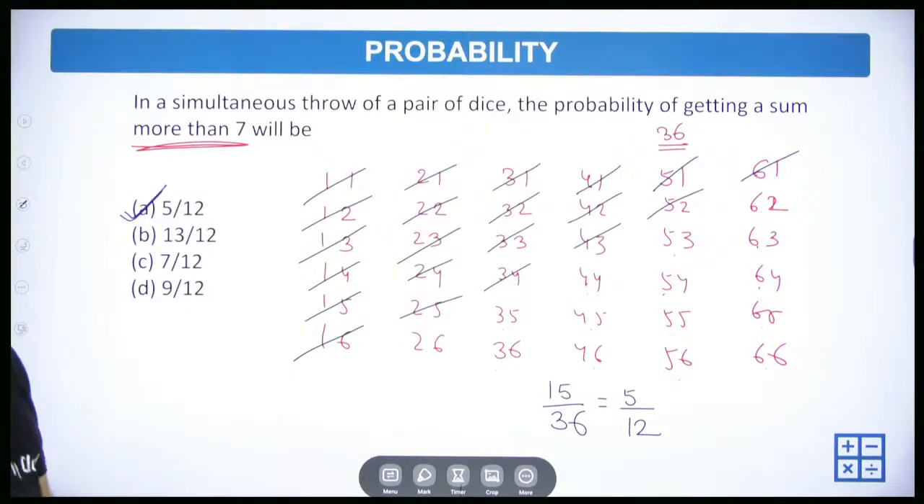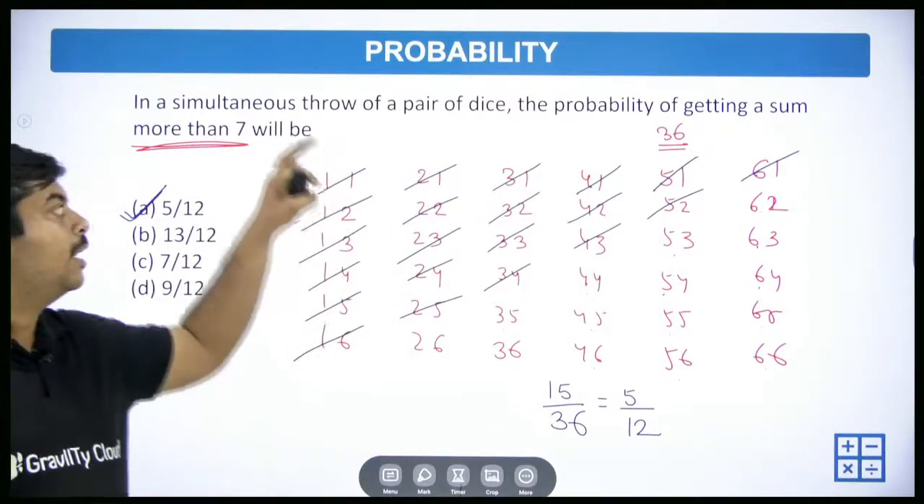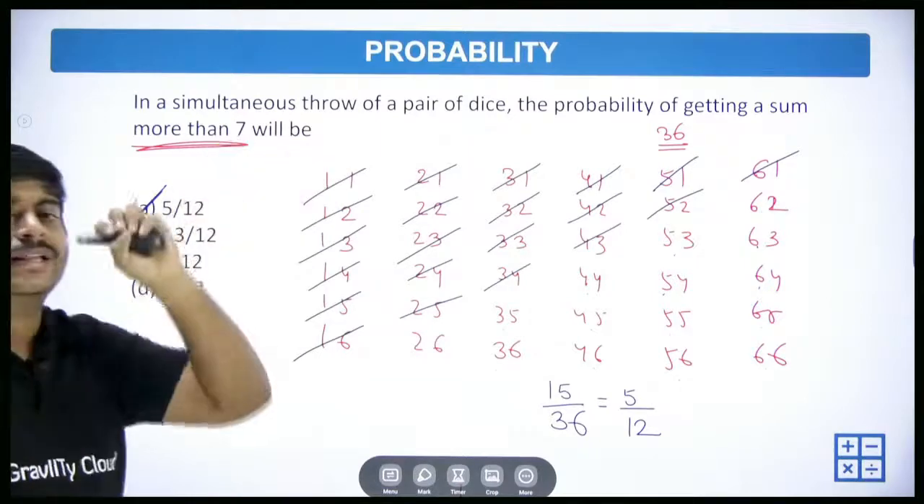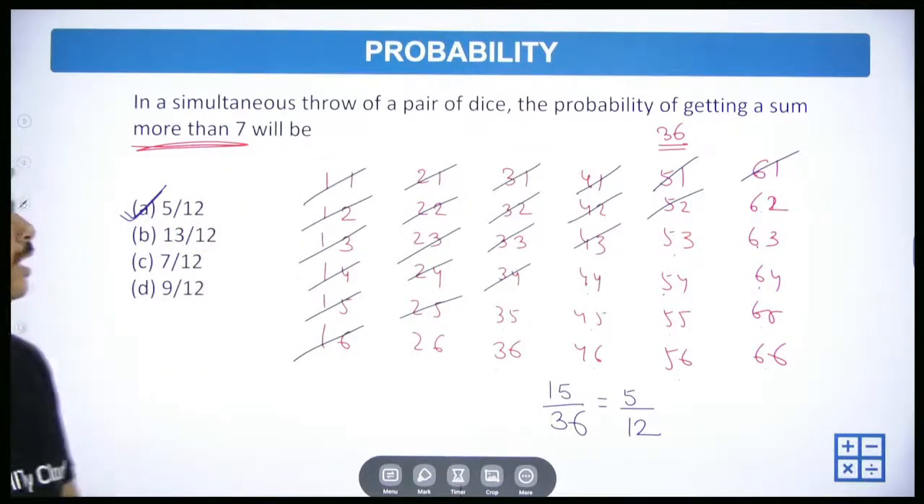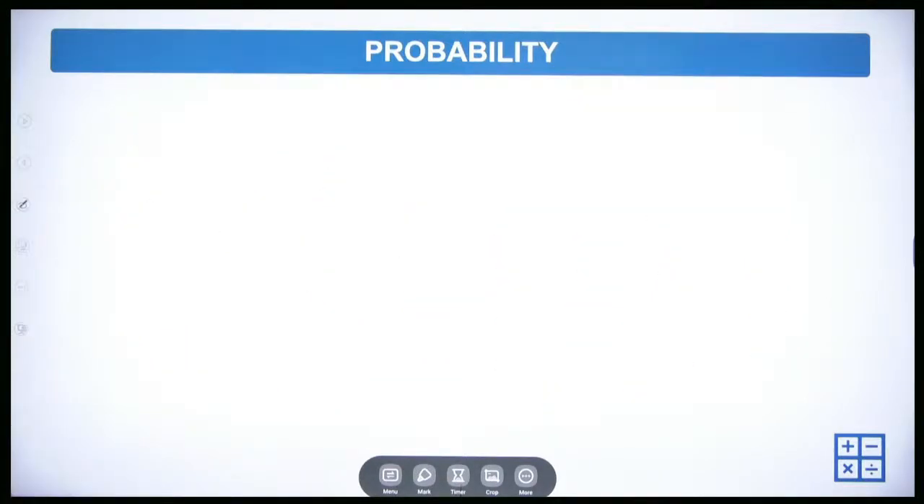That is how you need to eliminate the numbers which are not more than 7. Even the 7 should not be included. Okay, so let's try to move forward to the next one.